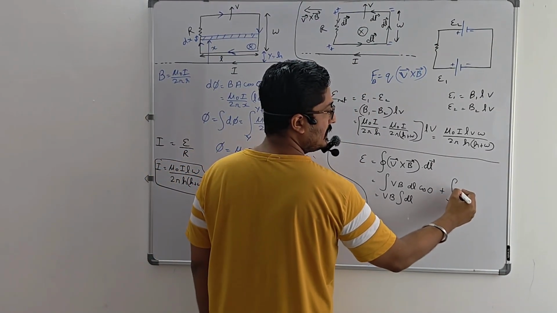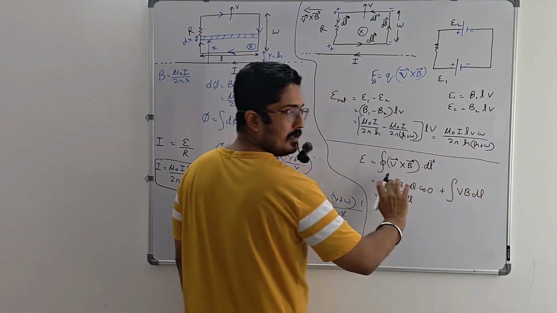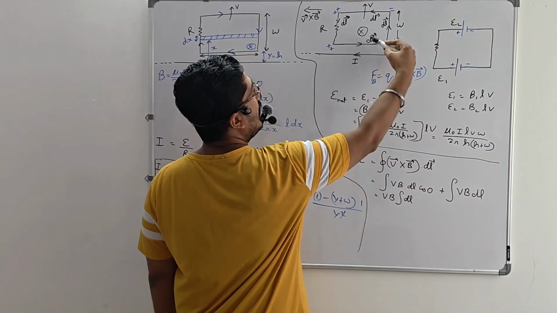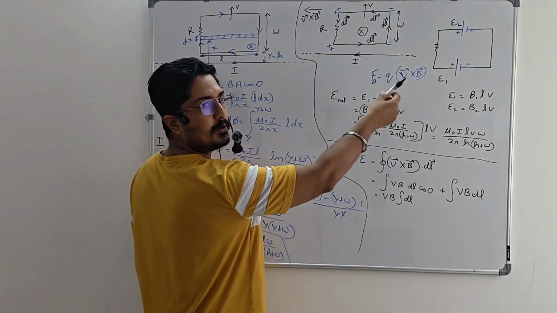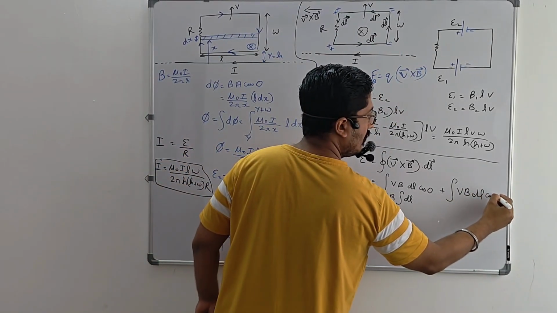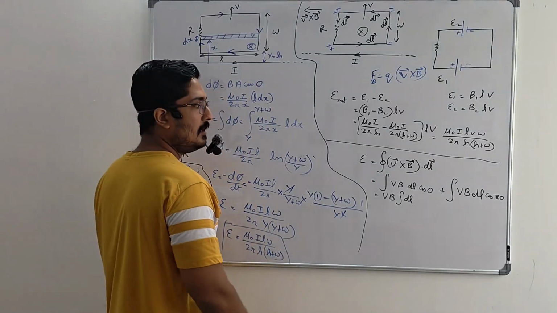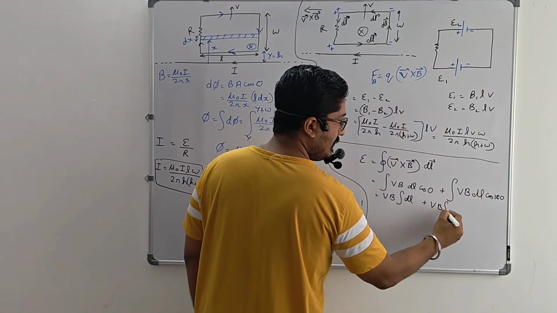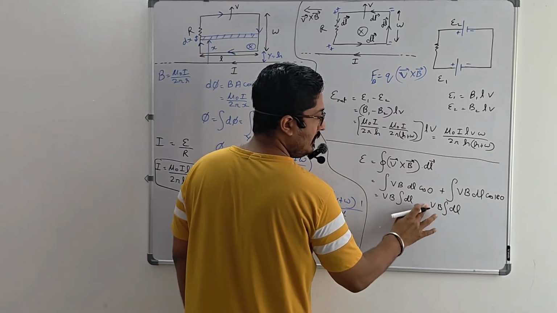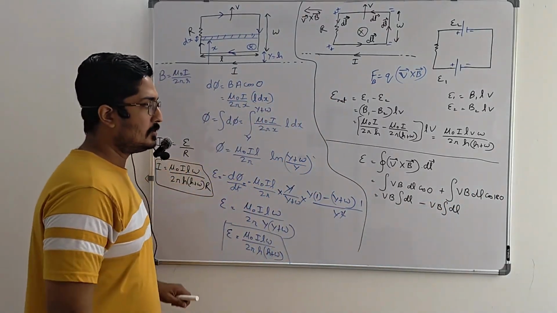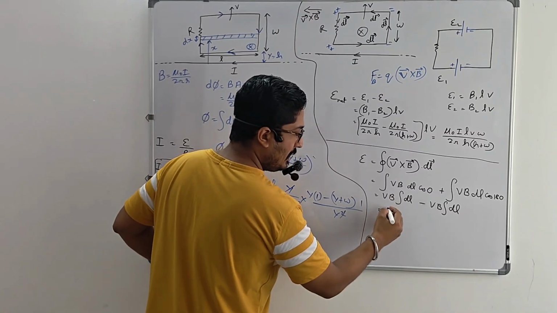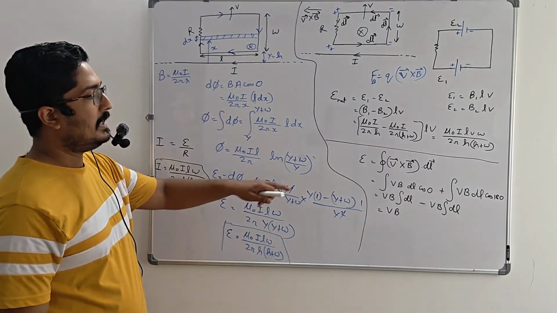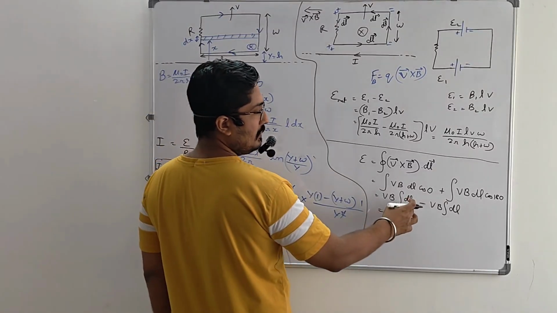So plus additional integration of VB DL. All logics are same. But now you check, what is the direction of the DL vector and the V cross B vector? They're opposite to each other. So the angle would become now 180, cos of 180 degrees. Now, if you integrate that, you'll be getting VB integration of DL, cos 180 means negative sign. That's it. So if I take it out, I'll be getting VB. Then integration of DL.